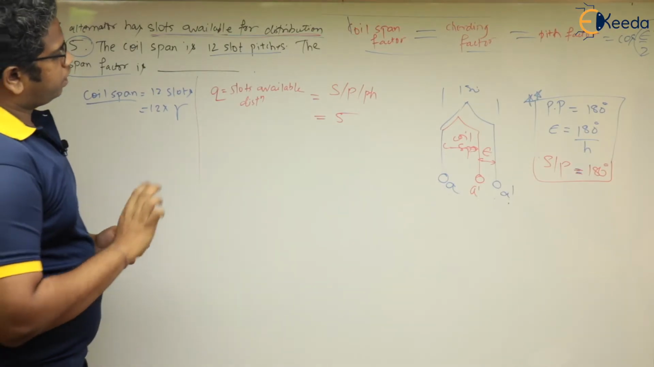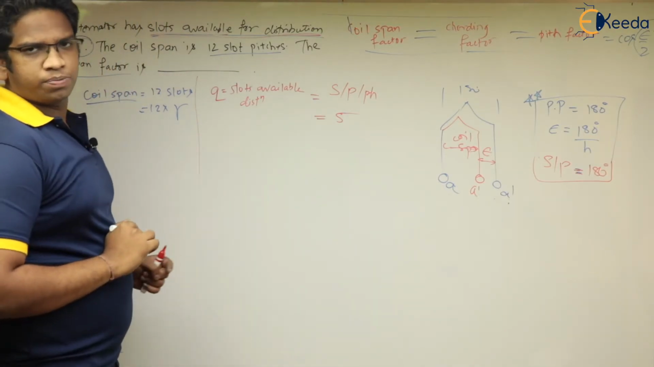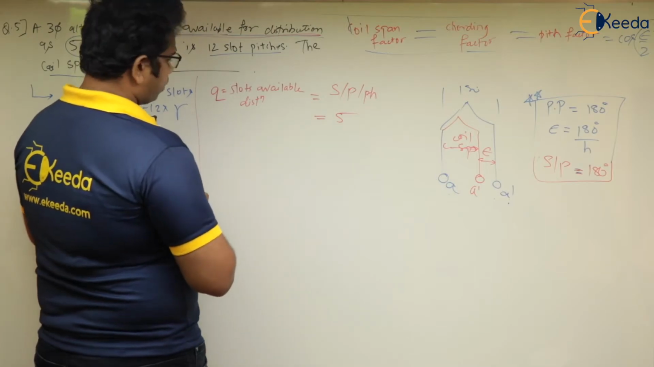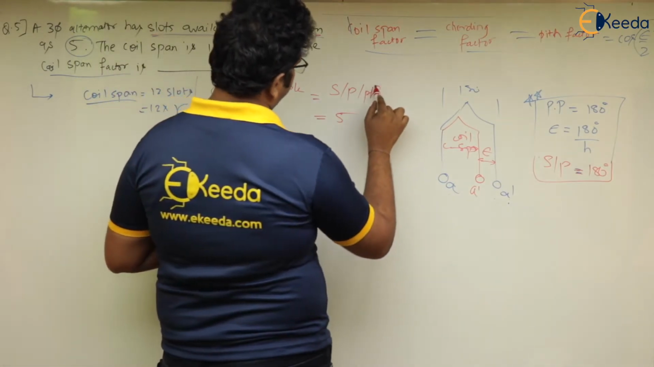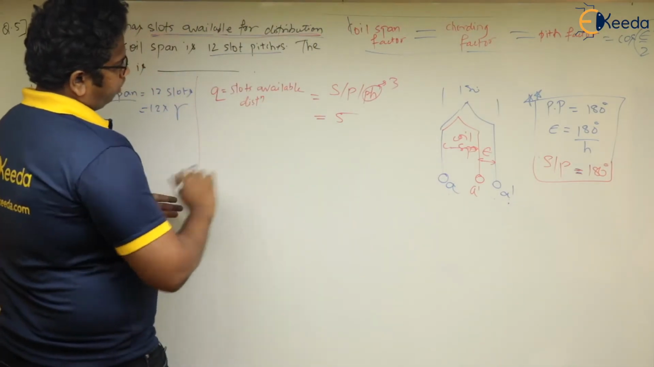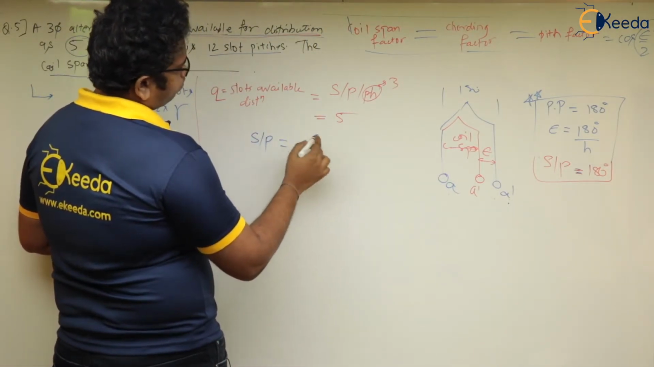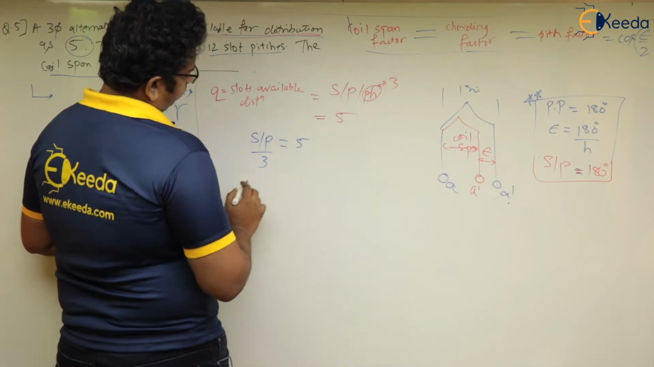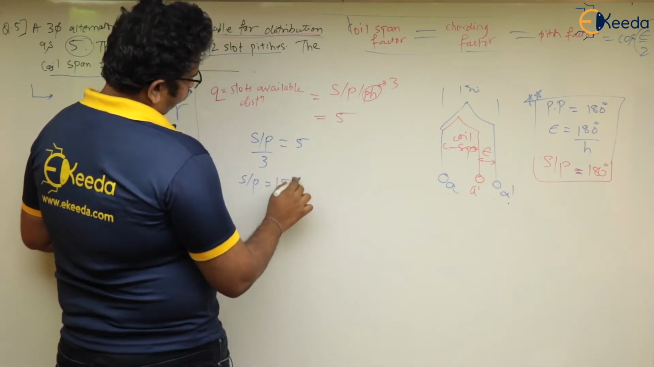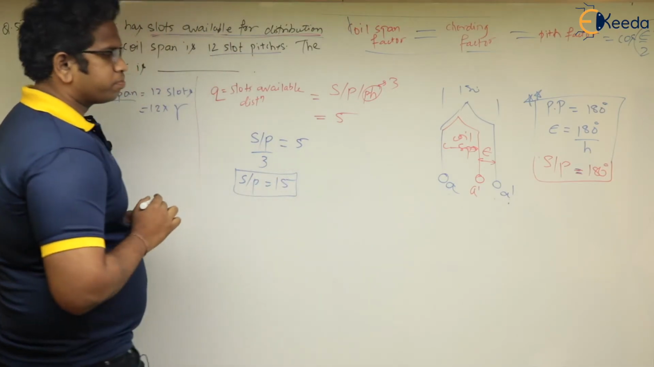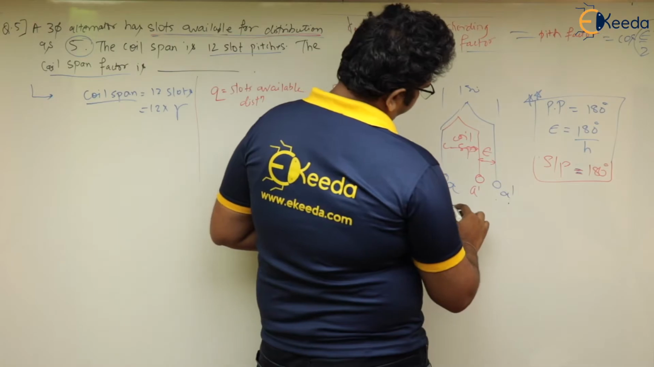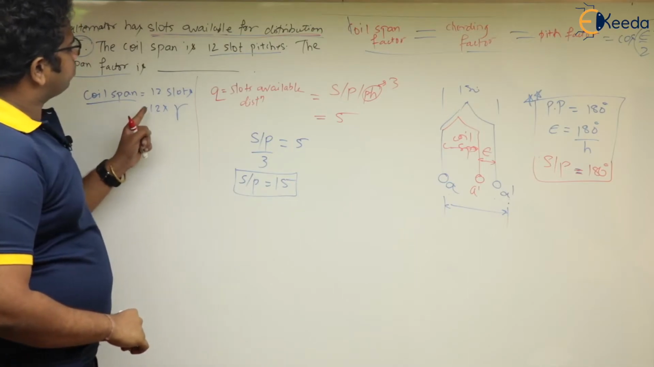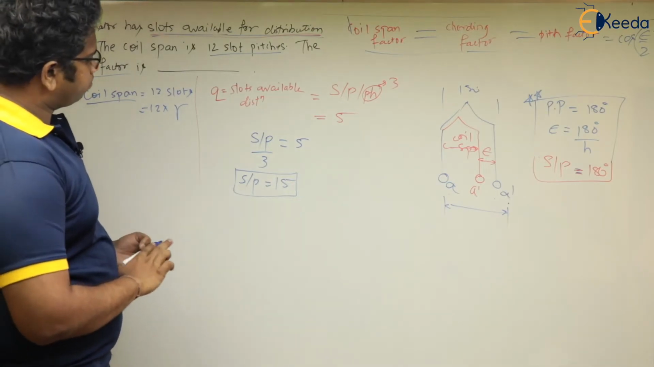Now let us find slots per pole. What have they said? They said that the number of phases is 3. So slots per pole is going to be, let me think, slots per pole by 3. This is 5, so this 3 goes there, and it becomes 15. So slots per pole is going to be 15. I have 15 slots per pole, which means this distance has to be 15. But what are they saying? That the span is 12. Forget about it, no problem. This is slots per pole.